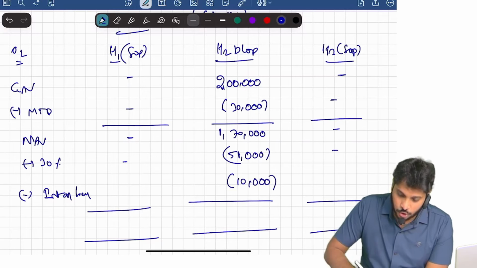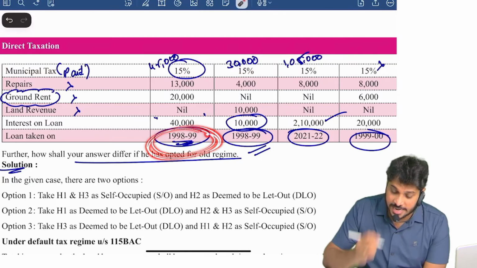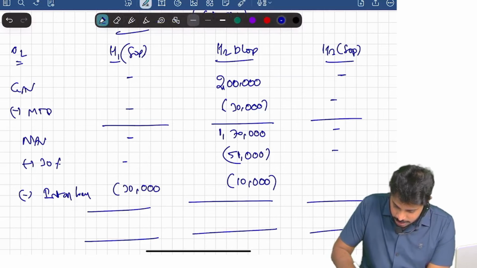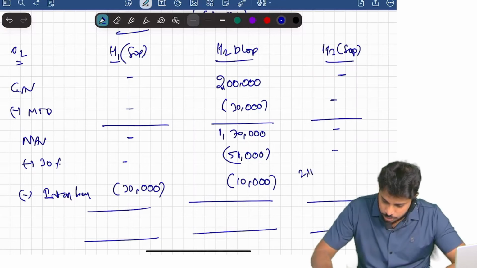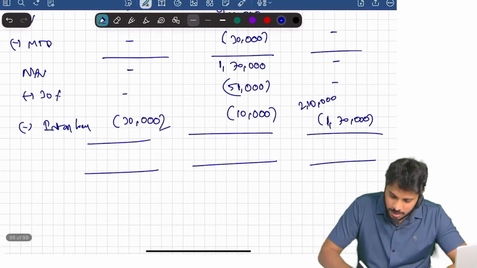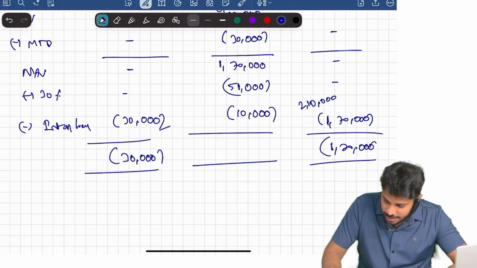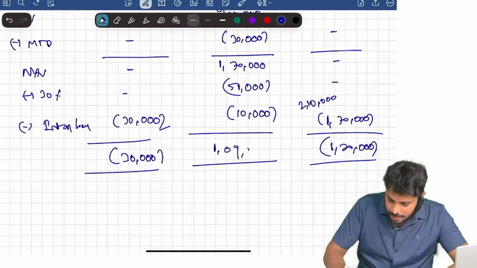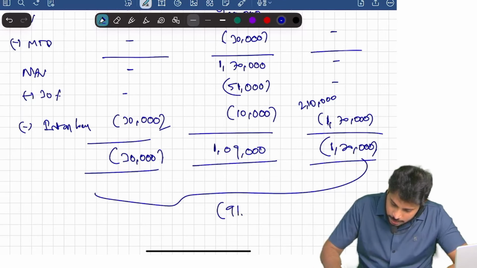Okay, and here loan was borrowed, remember this, loan was borrowed before 1/4/1999. NAV is equal to 0. Therefore maximum interest is 30,000. Whereas here how much you can claim? 2 lakh 10,000 is there, but restricted to 1,70,000 because 30 already claimed. Here it is 1,70,000 minus 51,000 minus 10,000 is equal to 1,09,000. Set off: minus 1,70,000 minus 30,000 is equal to 91,000.